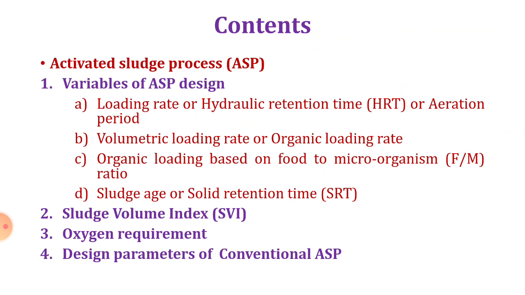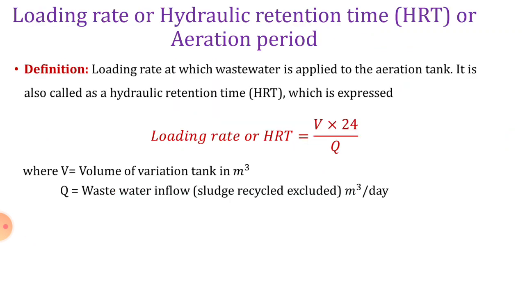In the activated sludge process, the variables of the ASP design are like loading rate or hydraulic retention time or the aeration period, volumetric loading rate or the organic loading rate, organic loading based on the food to microorganism ratio, and the sludge age or the solid retention time. Certain terms like sludge volume index, oxygen required, and some design parameters of the conventional ASP are also part of the discussion. As far as the different parameters are concerned, the very first is the loading rate or the hydraulic retention time. So, let us discuss what the loading rate is.